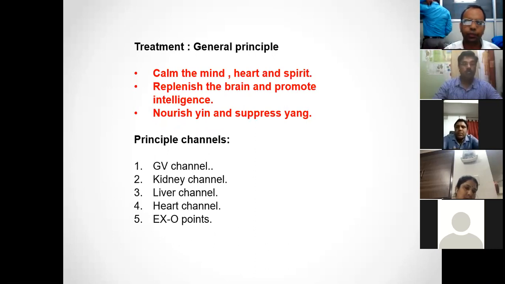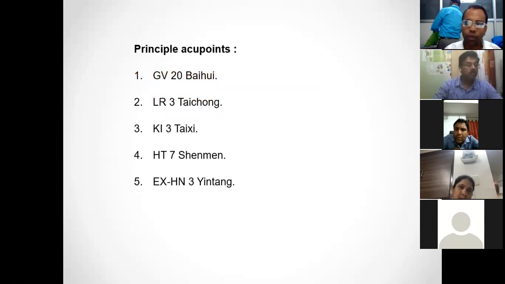Treatment is very simple. Calm the mind, heart and spirit, replenish the brain and promote the intelligence. Nourish the yin and suppress the yang. So what are the principal channels? Governing vessel, kidney, liver, heart and extraordinary points. Principal points: GB20, liver 3, kidney 3, heart 7 and extraordinary 3.